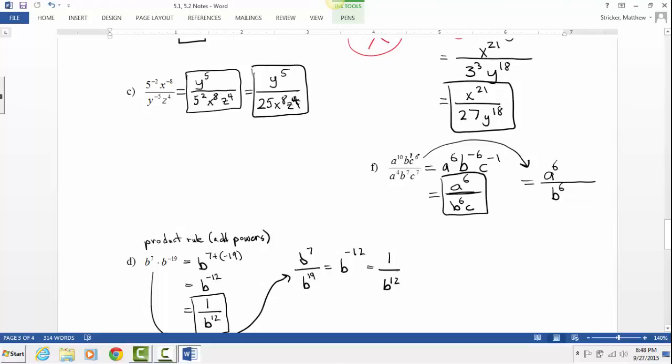And then with the c's, I have 6 c's on top and 7 on bottom. If I canceled 6 c's out from the top and the bottom, I would be left with 1 c on the bottom. Just kind of another way to think about it.